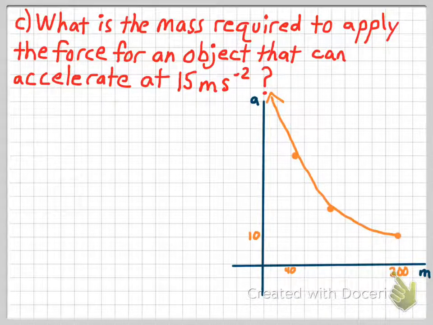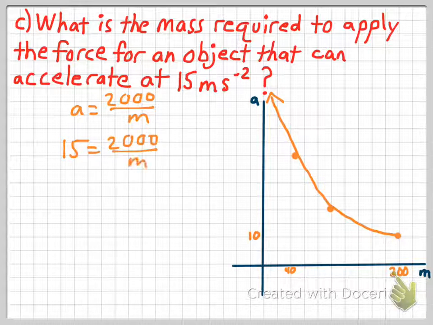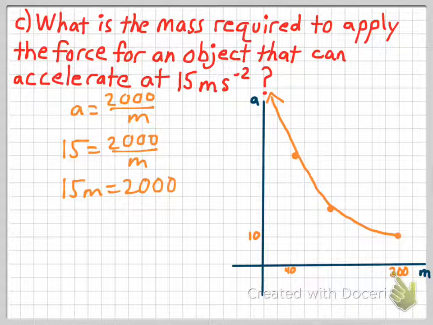We know the function is acceleration equals 2,000 divided by m. So you could solve for m if you plug in 15 for a. And then you just have to multiply both sides by m, and then divide by the acceleration. And to three significant figures, you're going to get about 133 kilograms.